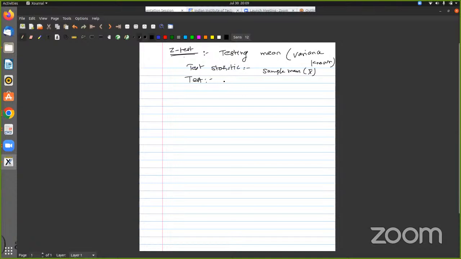So there will be three tests. It depends on what our null hypothesis and alternative hypothesis are. Let's say my test is a left tail test. In this case, I'll say X bar is less than C.